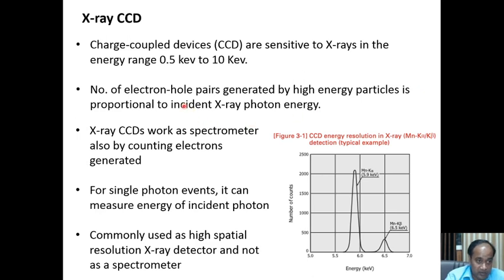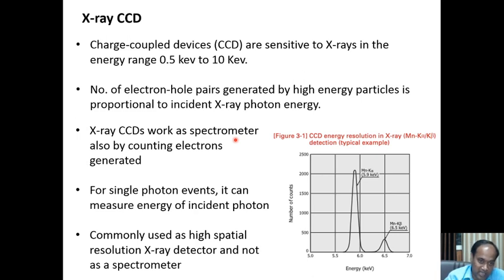What is special about X-ray CCDs is that the number of electron-hole pairs generated by high energy particles is proportional to the incident X-ray photon energy. X-ray CCDs can therefore work as a spectrometer too, if you can count the electrons generated. So what it means is that there is a certain relation, the work function, involved here.